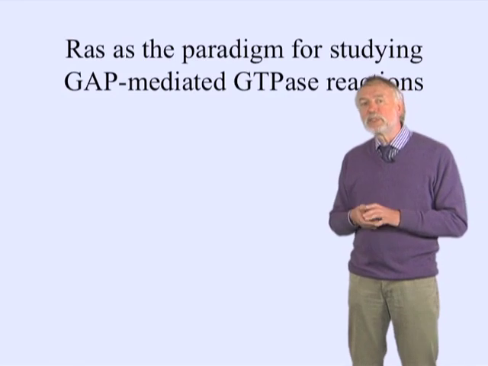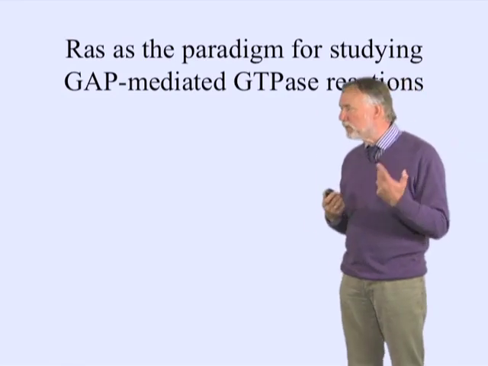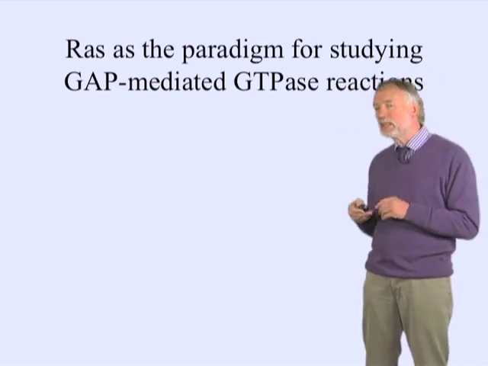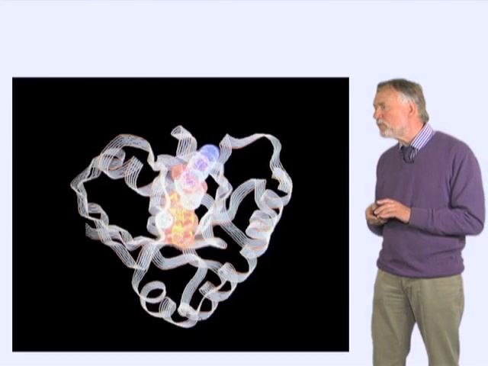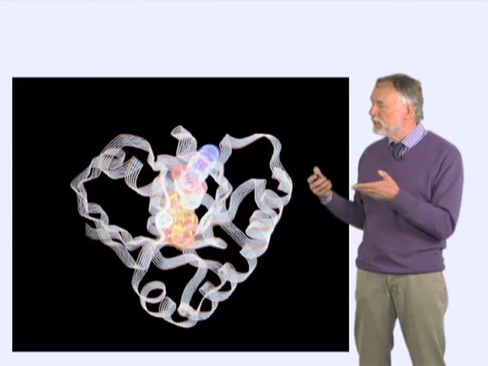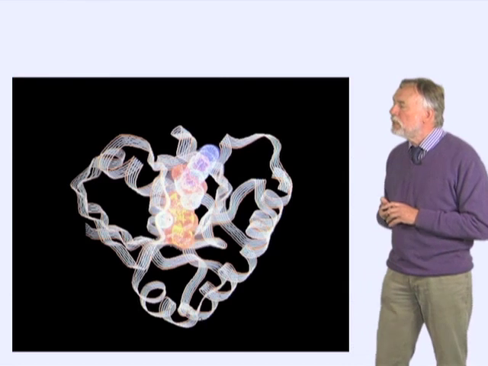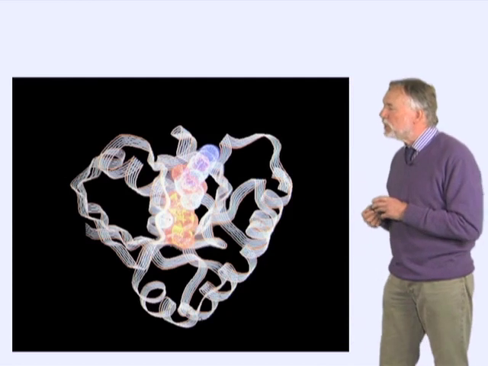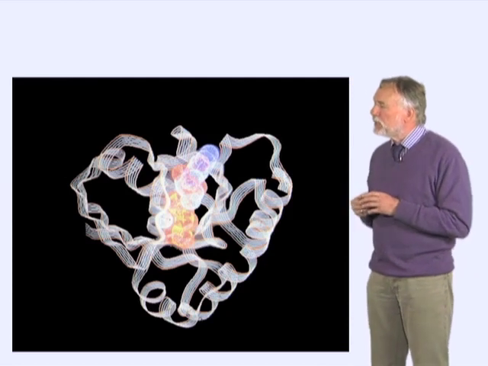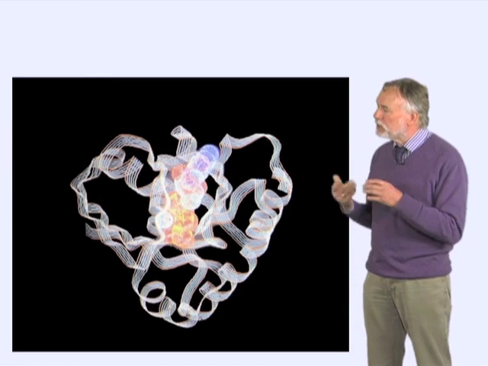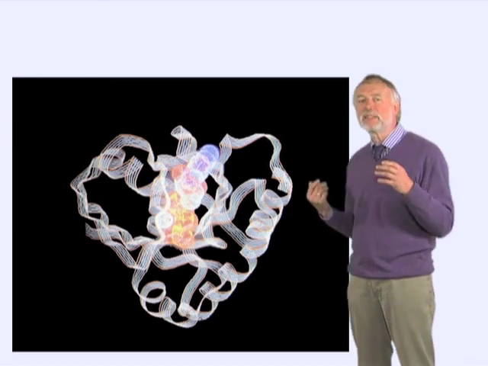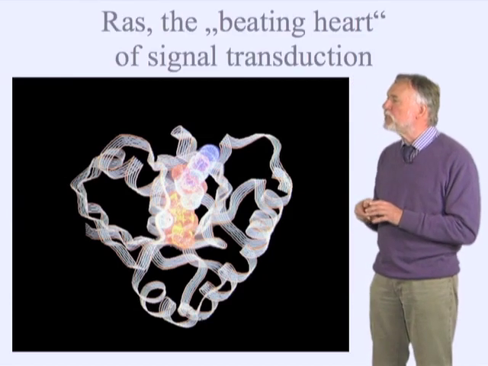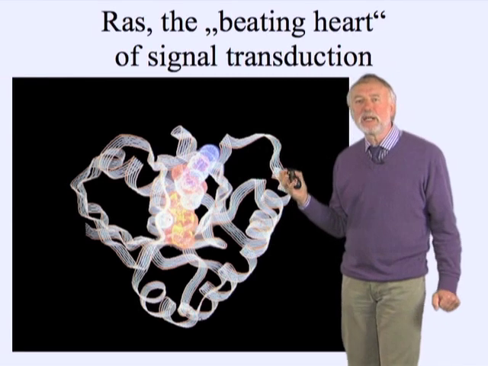So let's start with Ras and its GAP-mediated GTPase reaction, because that is really the paradigm for many of the things that have been developed afterwards. This is the molecule Ras, a ribbon representation of the structure of the G domain of Ras. And you see it's heart-shaped, because obviously we like it very much. We solved the structure in Heidelberg, where the city has an advertisement, 'Ich habe mein Herz in Heidelberg verloren', which means 'I lost my heart in Heidelberg'. But the most important reason it's heart-shaped is because people call it the beating heart of signal transduction.